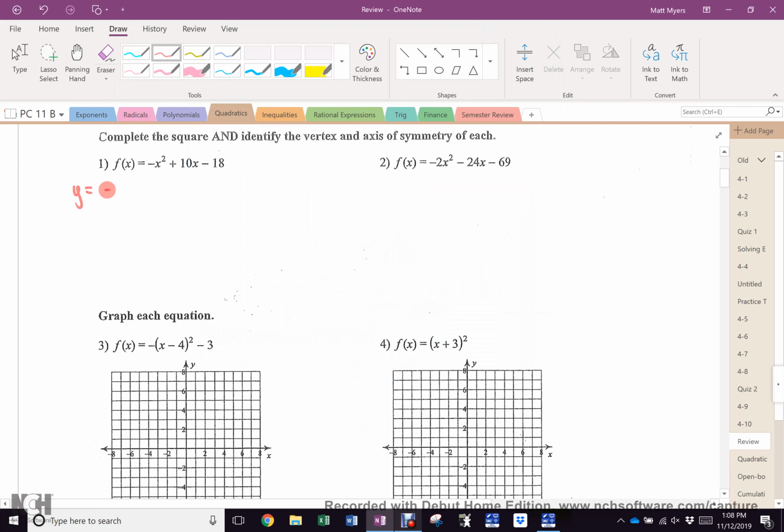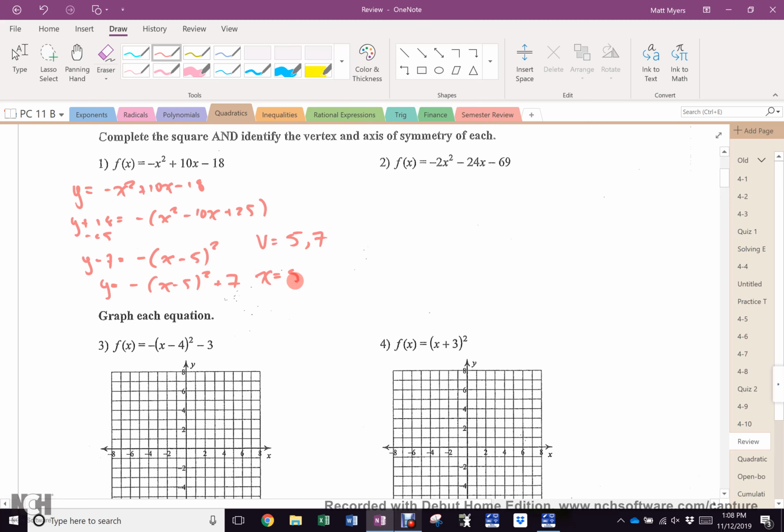Y equals negative x squared plus 10x minus 18. Y plus 18 equals negative x squared minus 10x plus 25. Y minus 7 equals negative x minus 5 squared. Y equals negative x minus 5 squared plus 7. Vertex equals 5, 7. Axis of symmetry, x equals 5.